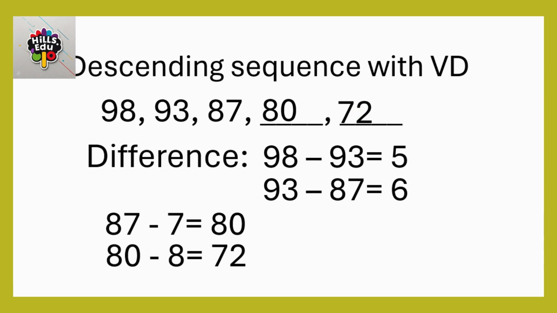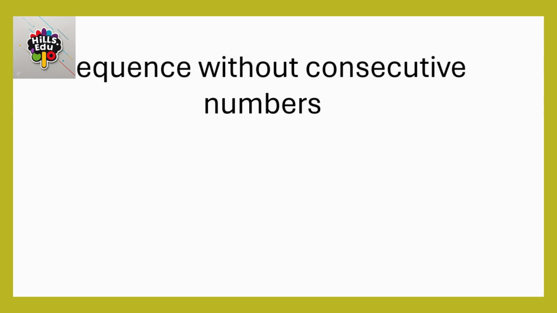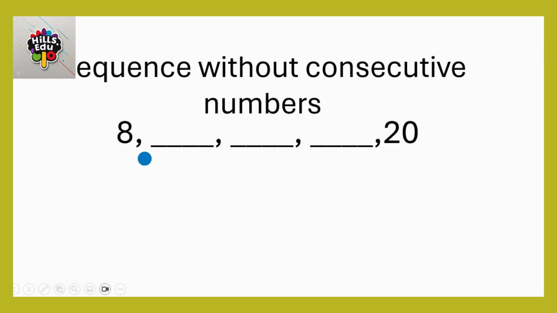Now, the last one that I'm going to discuss with you is when you have sequence without consecutive numbers. Now, look at this sequence. 8, then we have dash, dash, dash, and 20. So we have to fill in these three numbers between 8 and 20. And so you begin to wonder, what is going to be there? Right now, take a look at what I'm going to do.